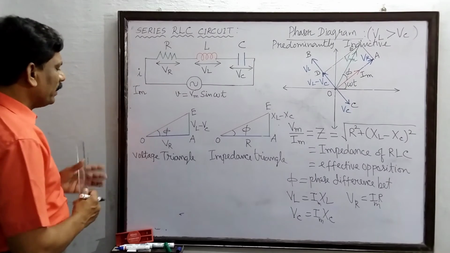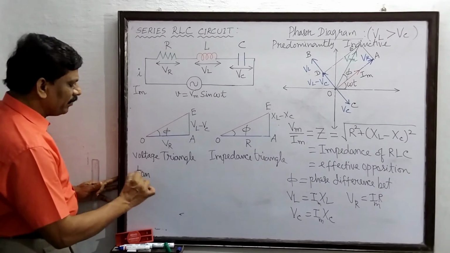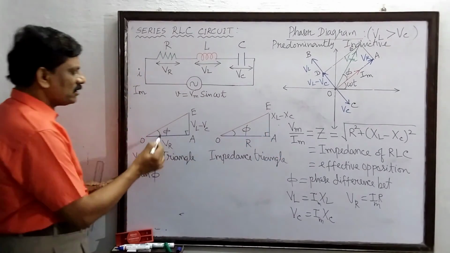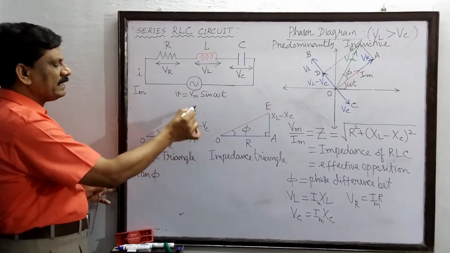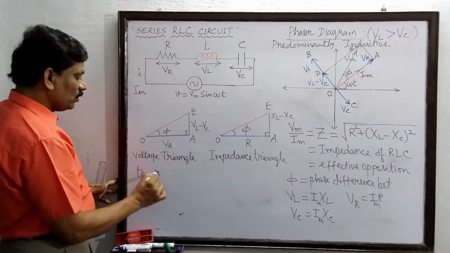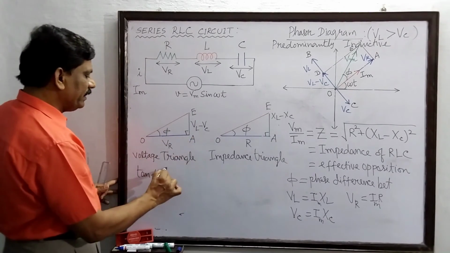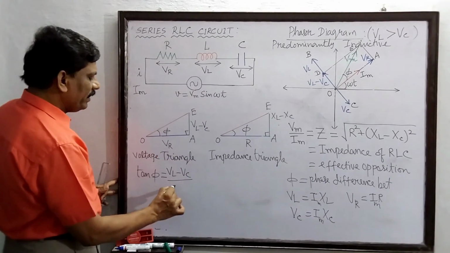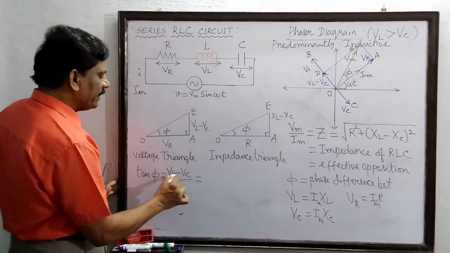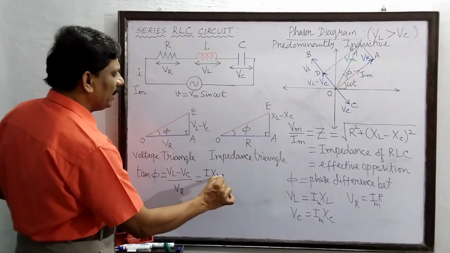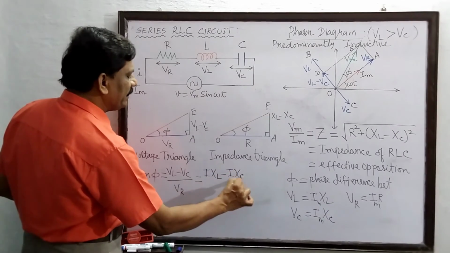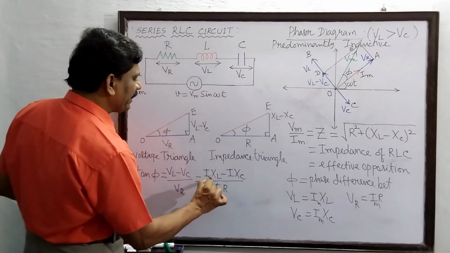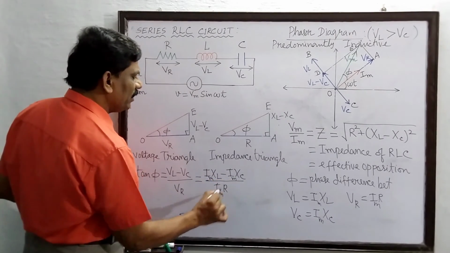So in this, what is the tangent value of phi? In a right angled triangle, I want to find tan phi. So tan phi is equal to opposite side by adjacent side. So tan phi is now equal to VL minus VC divided by VR. So instead of this, I can write I into XL minus I into XC divided by I into R. Everything is in terms of maximum current only.